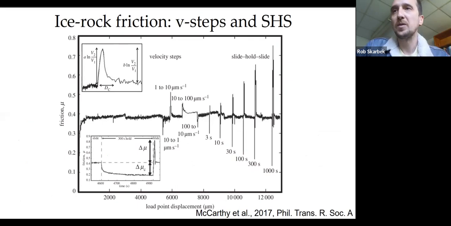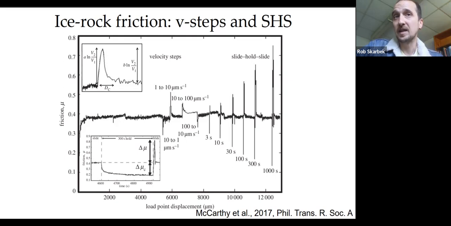So this is an example of some actual data. This is ice on rock friction data. The center panel is showing a sequence of velocity steps and slide-hold-slides. Usually people plot the friction coefficient against the total displacement that has occurred. So there's a sequence of velocity steps, where the velocity ranges from 1 to 100 microns per second, in the middle of that center panel. And then there's a sequence of hold slides on the right side.